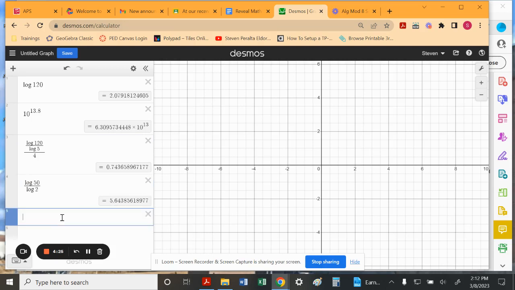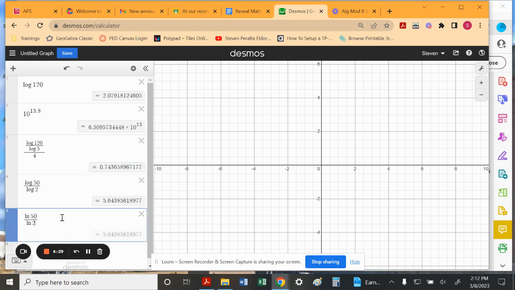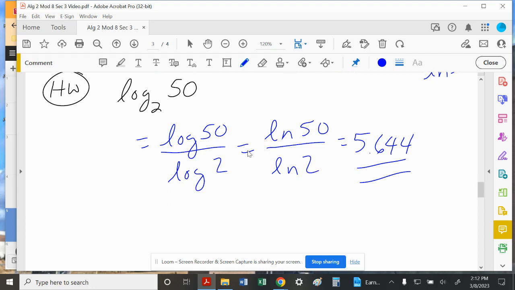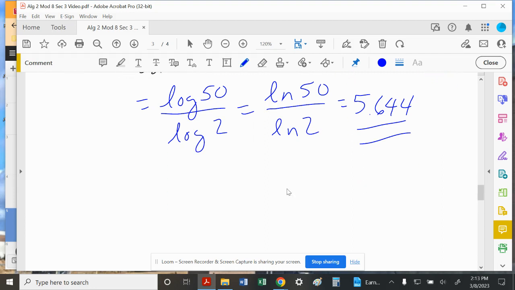5.644. But notice if I do the natural log of 50 divided by the natural log of 2, I get the exact same number. So 5.644, and that would be my answer when I do that. So it's pretty straightforward to do that type of conversion. So I can get that conversion pretty easily. And we'll go on to the next video for the last of this lesson.